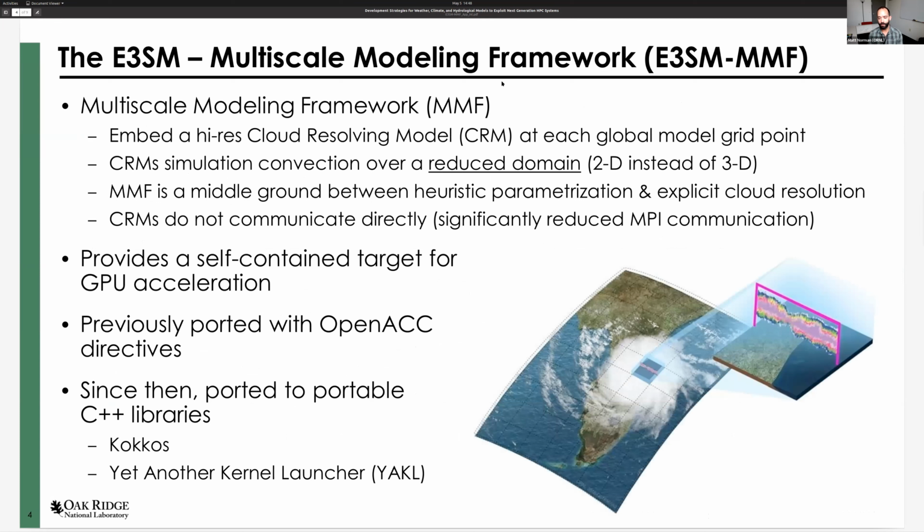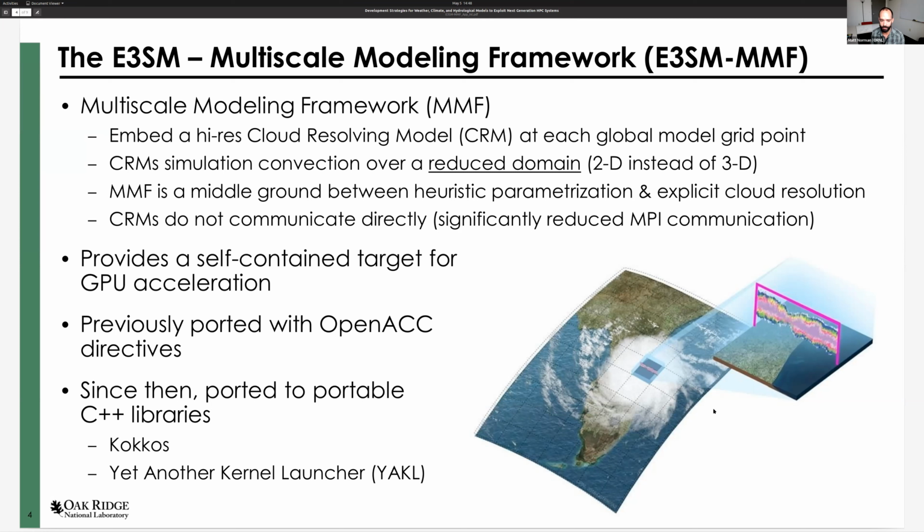So the multi-scale modeling framework is the target that we have chosen for the ECP project. What this is, we embed a high resolution cloud resolving model at every grid cell in the global model. You can see a schematic over here on the bottom right, where there's this hurricane, and we don't really know what's going on with the clouds inside this 28 by 28 kilometer cell. So to get a better idea of that, we explicitly simulate clouds in that cell, but over a reduced domain. Oftentimes that means 2 dimensions instead of 3.